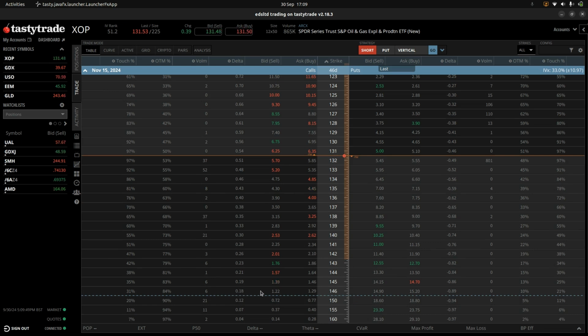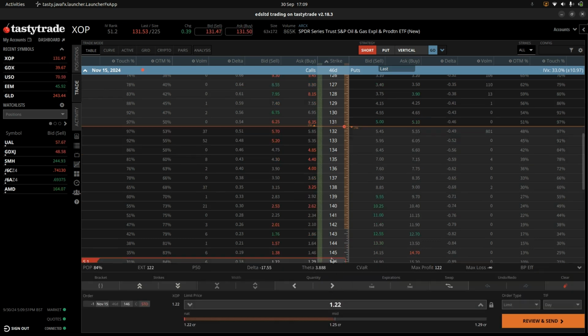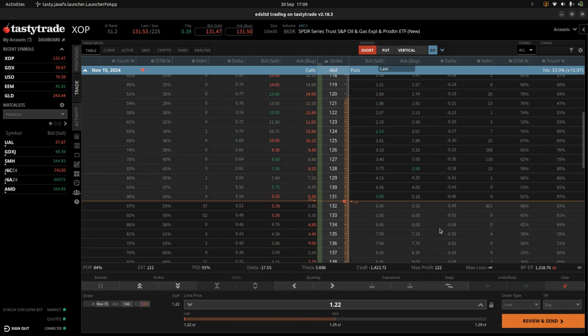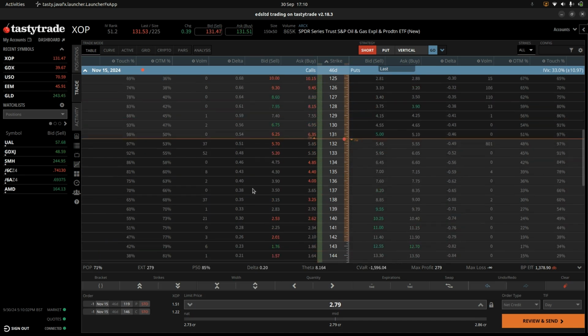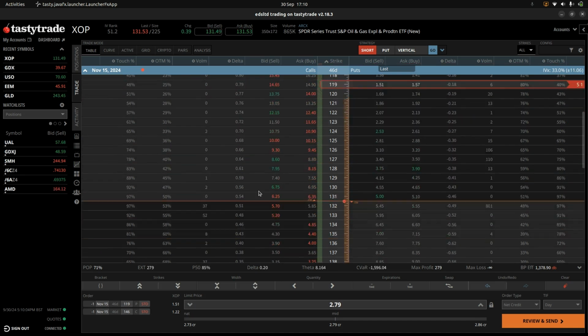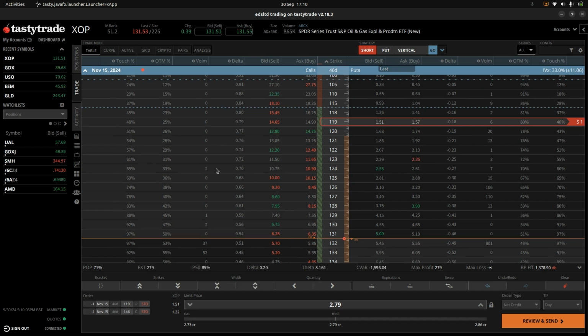We've got an 18 delta here at the 146 strike, which looks pretty nice. So if you go over to the put side and we want to do the same, there's an 18 delta on the put side at the 119 strike here. And that's it. This is the position. This is called a strangle. A strangle is a naked position.